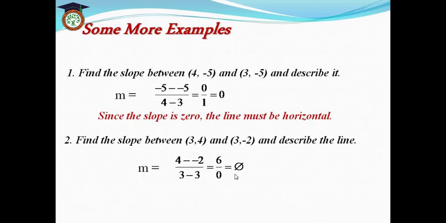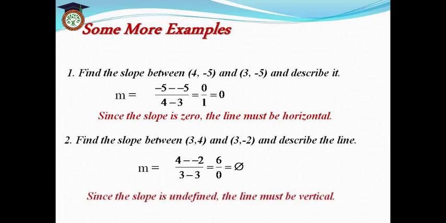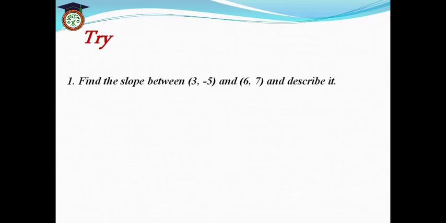So we can describe the line now. Because the slope is undefined, the line must be vertical, or we can say the line must be parallel to the y-axis. You can try the following questions by yourself and let's check the answers together.